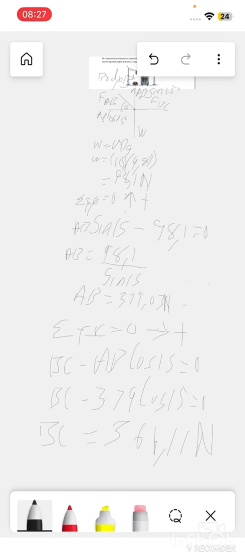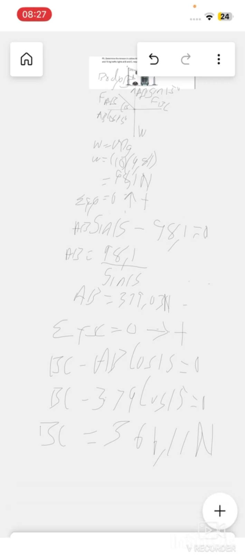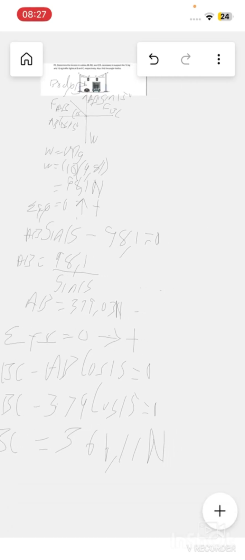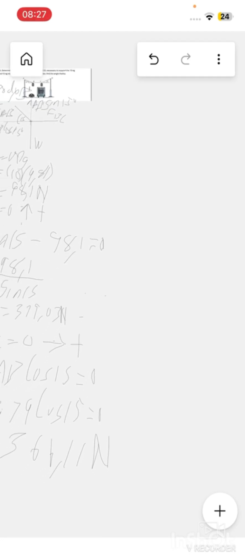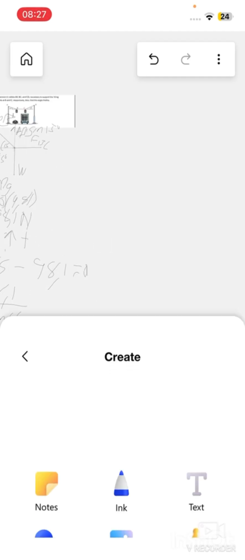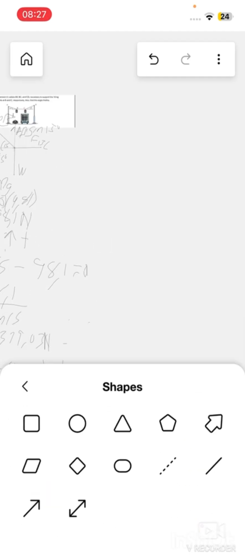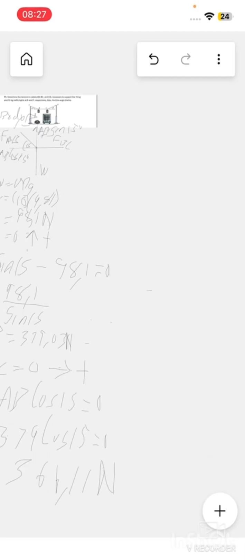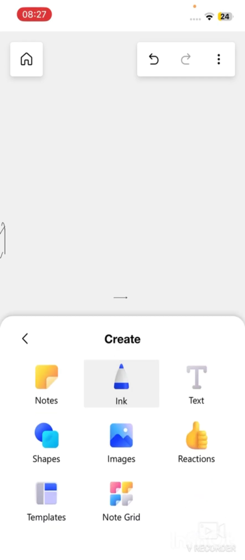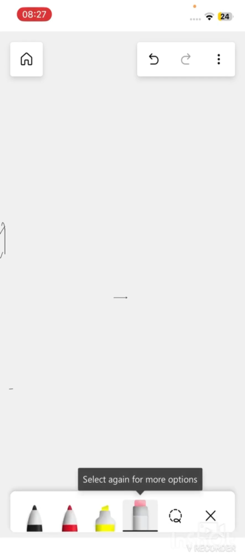I hope we understand it, but we are not done. We need to draw the free body diagram for point C. We are done with point B. Everything is rest assured. Let's go to drawing the free body diagram of point C.